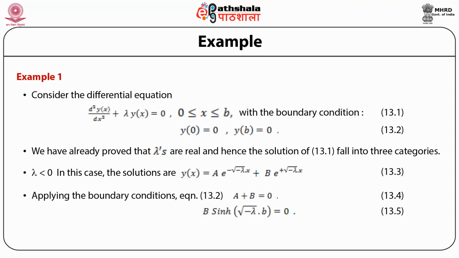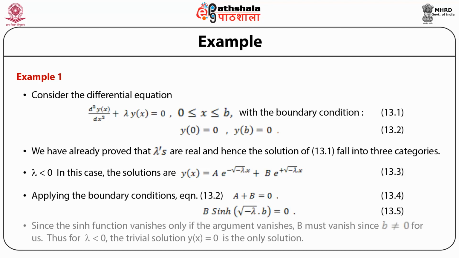We have also the second boundary condition that y at the other end of the boundary, at x equal to b, is also 0, which would mean that when we substitute x equal to b, we get B sinh(√(−λ) b) = 0. Now, since the sine hyperbolic function vanishes only if the argument vanishes, the constant B must vanish, since b is not equal to 0 for us. Thus, for lambda negative, this equation with this boundary condition as specified has only a trivial solution, which is y(x) equal to 0.